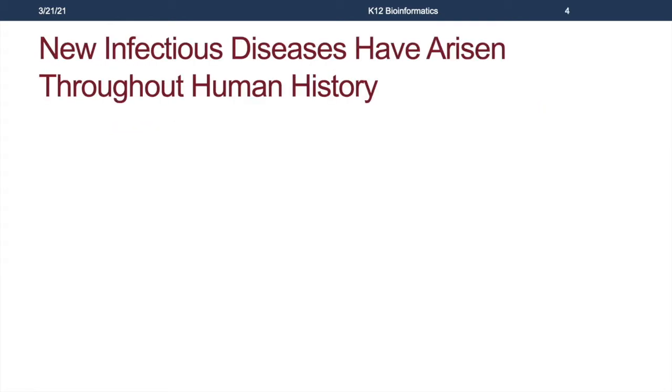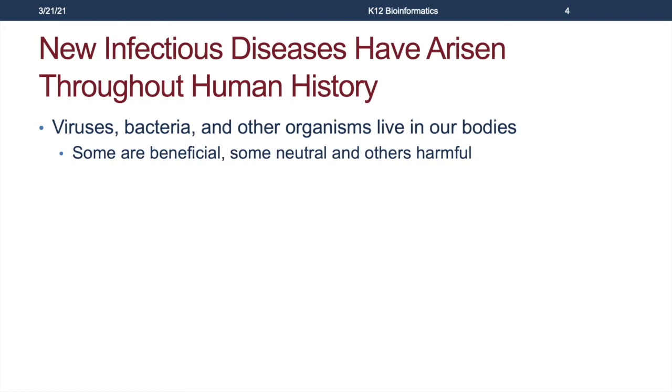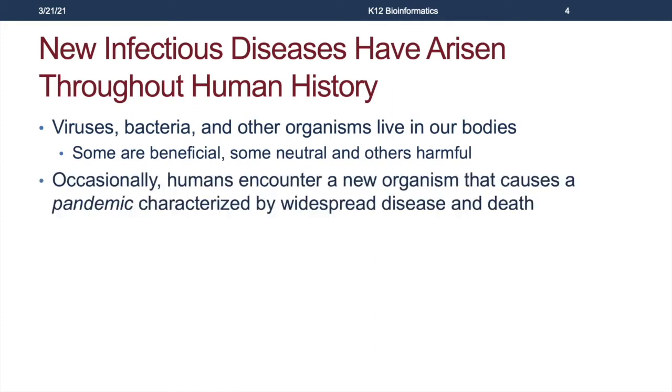Let's start our discussion about COVID-19 by thinking more broadly about infectious diseases. New infectious diseases have arisen throughout human history. These diseases can be caused by viruses, bacteria, and other organisms that live in our bodies. Some of them are beneficial, some are neutral, and others can be harmful. Organisms can change and evolve, and that can lead to some of them going from neutral or beneficial to harmful. Occasionally, humans encounter a new organism that causes a pandemic, which is characterized by widespread disease and death.